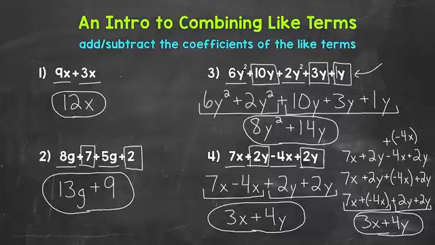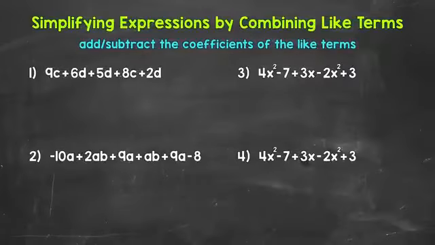So that's just another strategy to be aware of. So there's an introduction to combining like terms. Let's take a look at more examples. Here are more examples of algebraic expressions that we will simplify by combining like terms. Let's jump into number 1, where we have 9c plus 6d plus 5d plus 8c plus 2d.